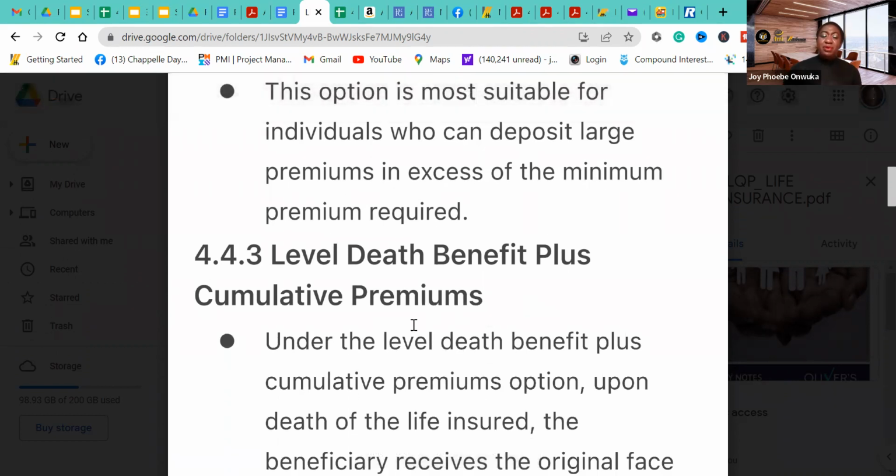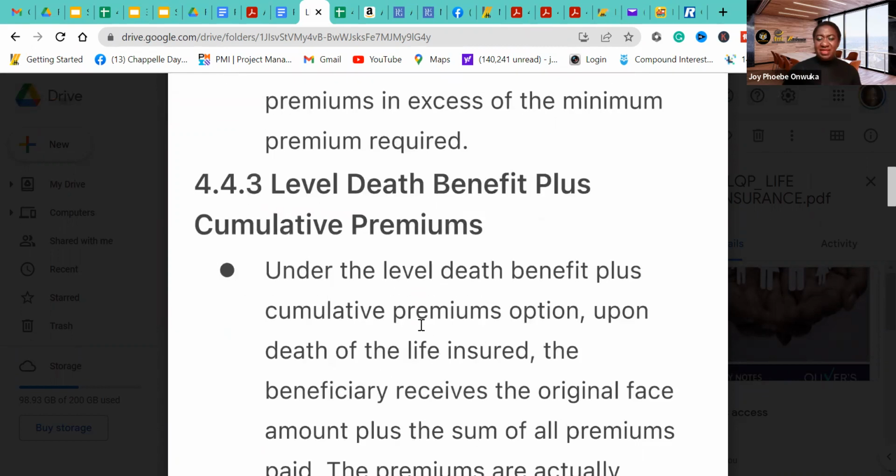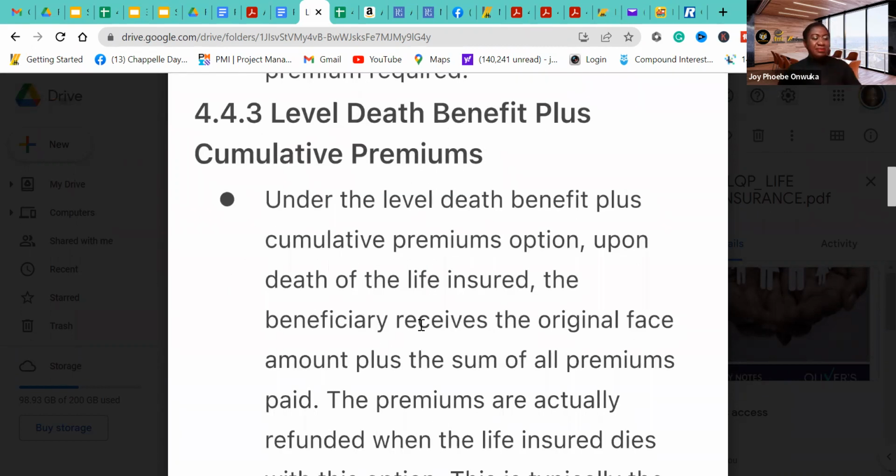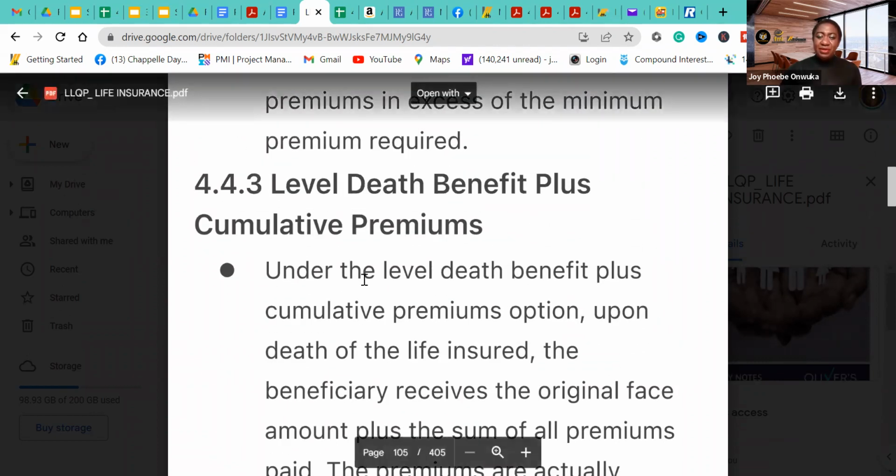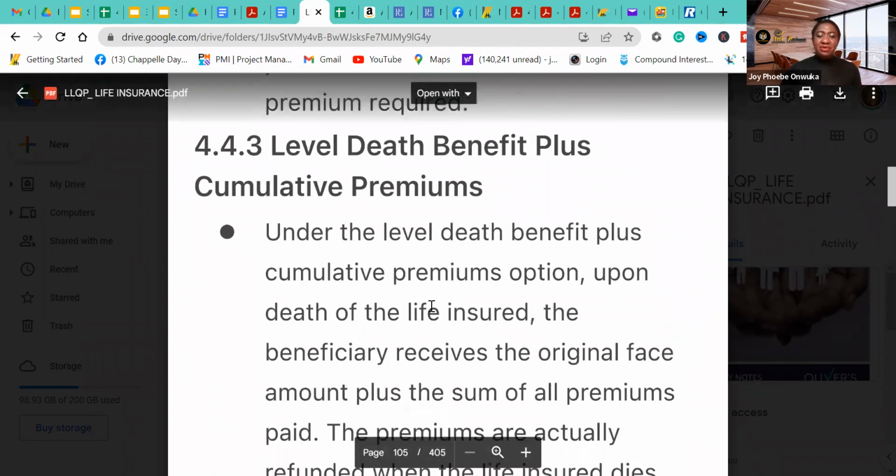Level death benefit plus cumulative premiums. Yeah, I'm curious to know this one. All right, so level death benefit plus cumulative premiums.